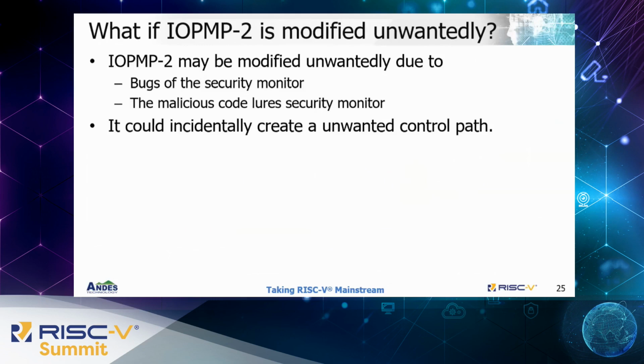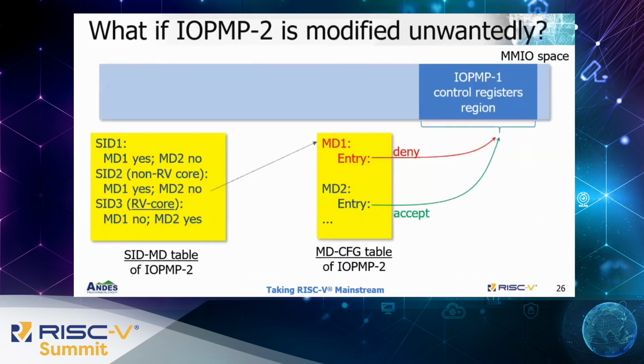What if IOPMP2 is modified unwantedly? It could happen due to a bug or an attack. It could incidentally create an unwanted control path. This figure demonstrates an attack that changed the mapping of SID2 in the SID-MD table. It makes SID2 associated with MD2 but not MD1. This change creates an unwanted control path. It's from non-RISC-V code to IOPMP1's control register.